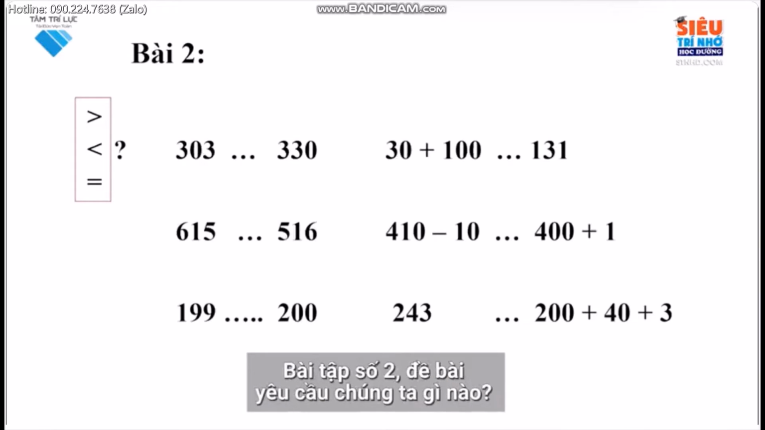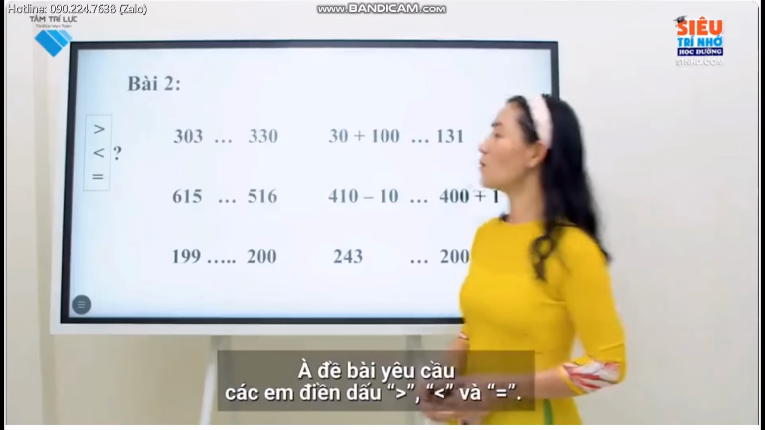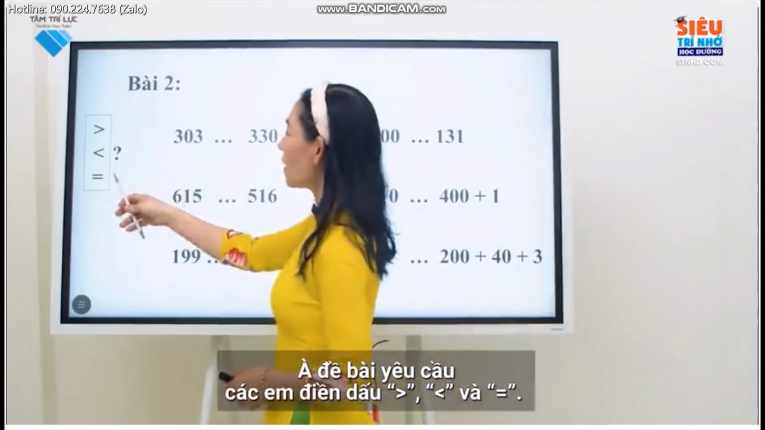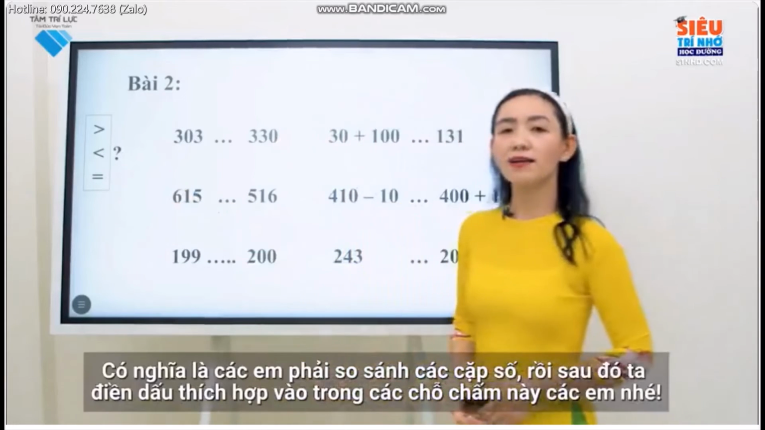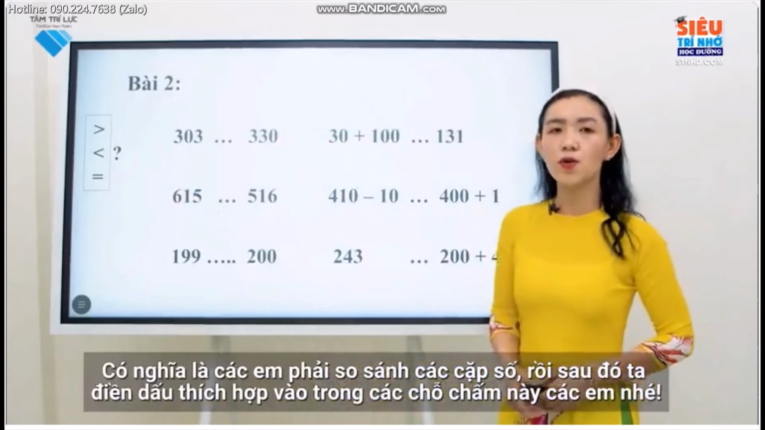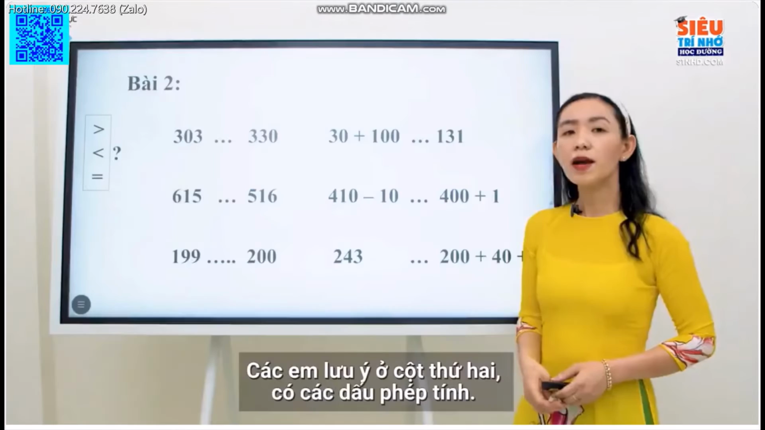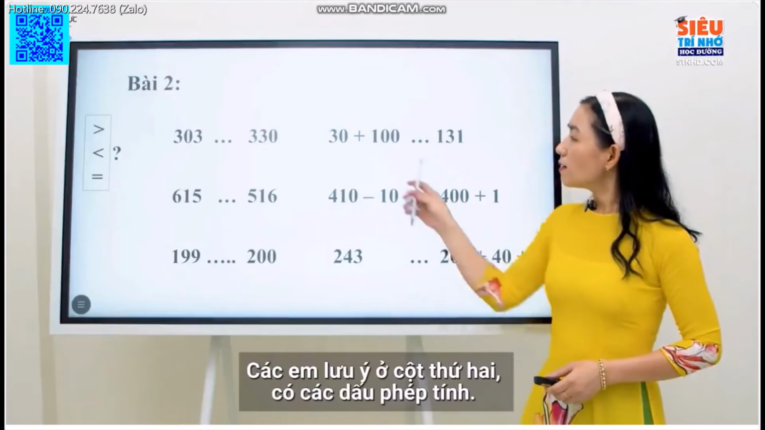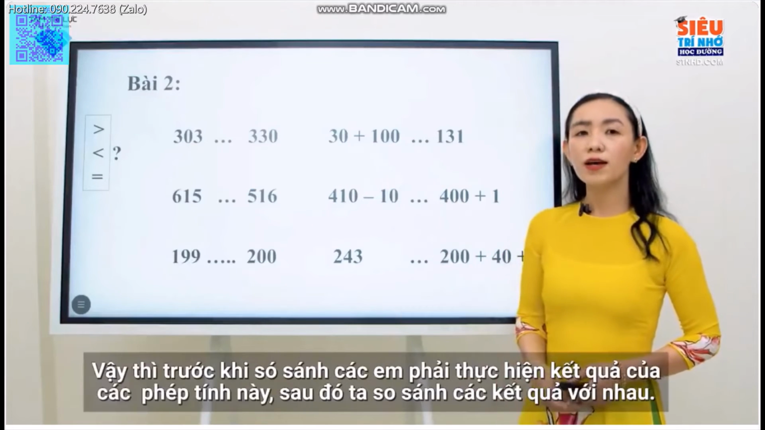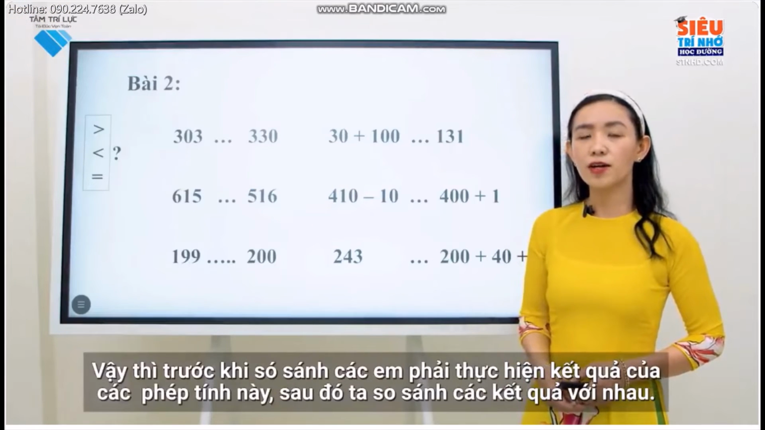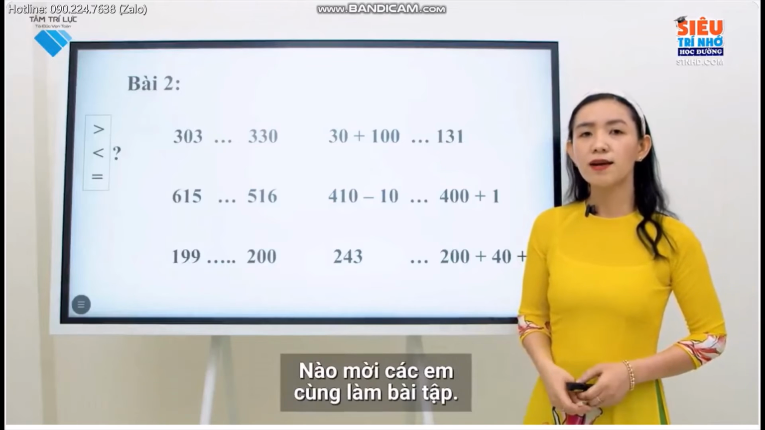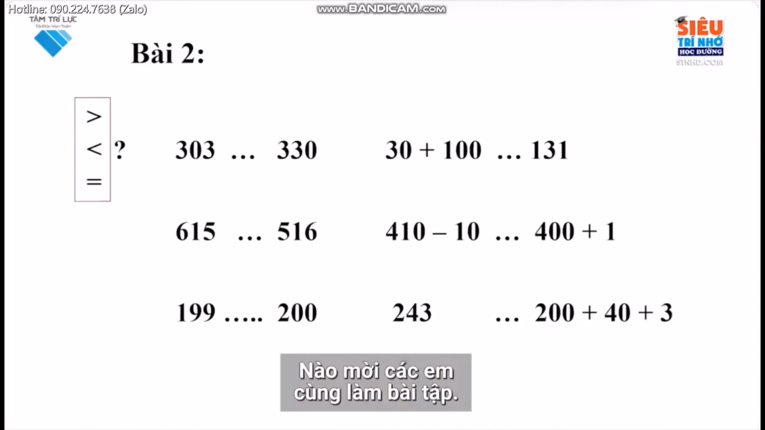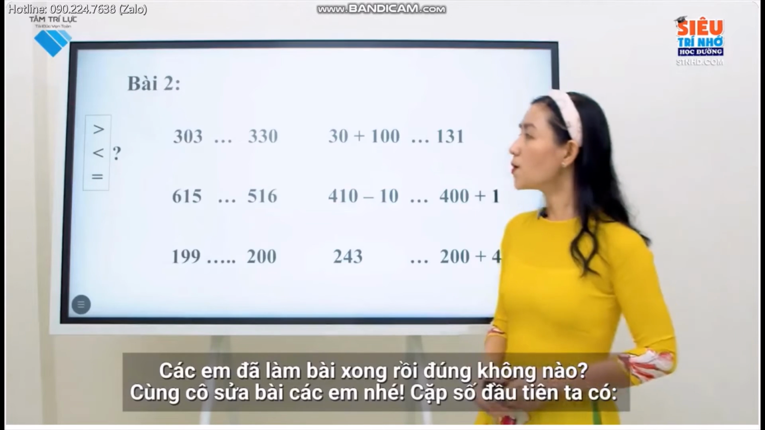Exercise 2, what is it about? It requires us to fill in the blank with greater, less, and equal. It means that you have to compare pairs of numbers and fill the blank. Please note that in the second column there are calculation signs. Before comparing, you have to calculate, then we compare the results. Let's do the exercises. You have done it, haven't you?